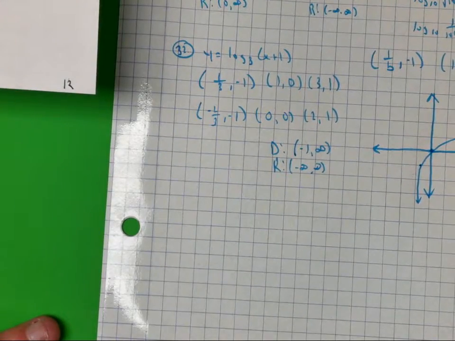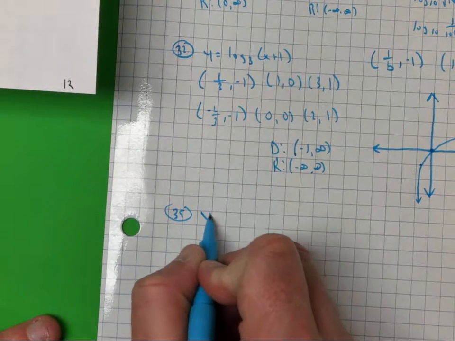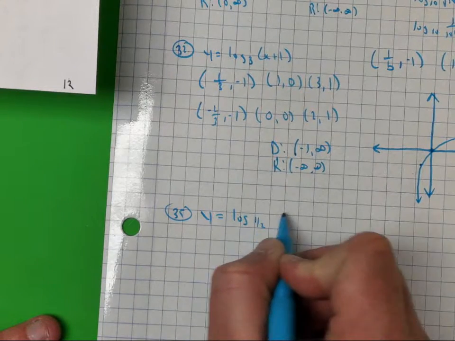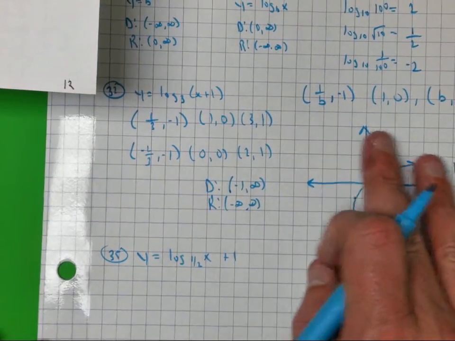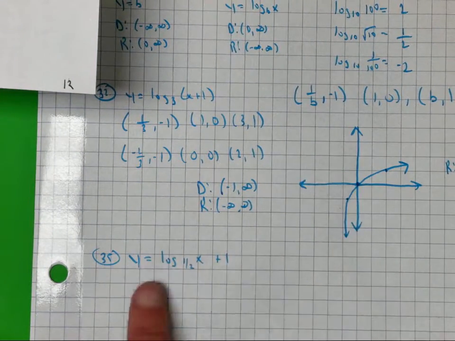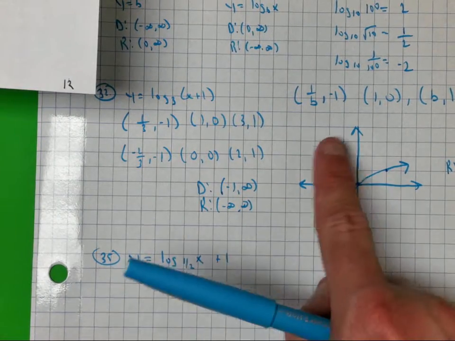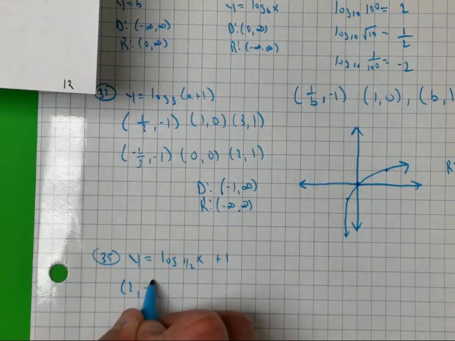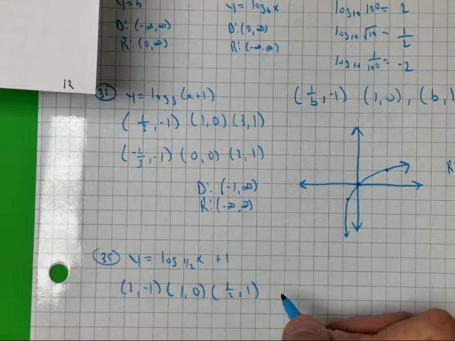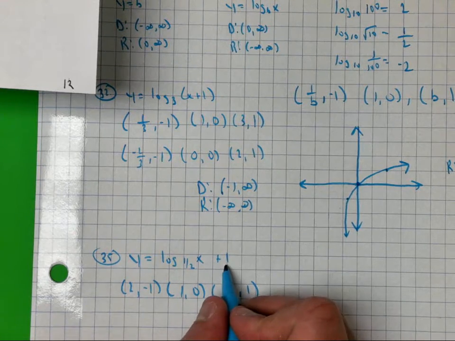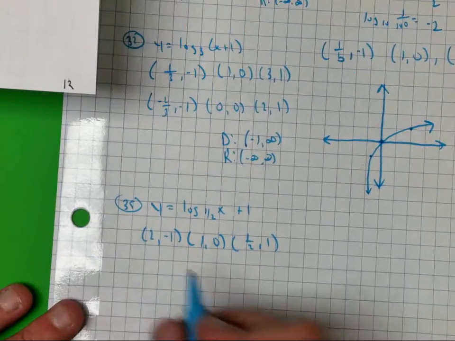Alright, let's look at 35. y equals log base 1/2 of x plus 1. Okay, if I use my 3 points up here, first one, I'm going to pretend this plus 1 is not here. 1 over 1/2 would be 2. Then you have 1, 0, and then 1/2, 1. That plus 1 is on the outside. It's not in a parenthesis, so it affects your y, so I'm going to add 1 to each of those.